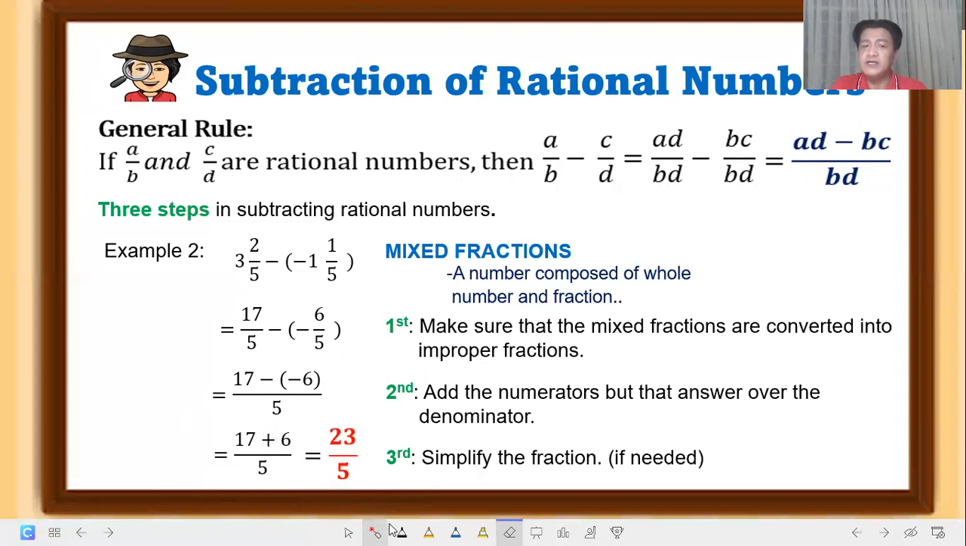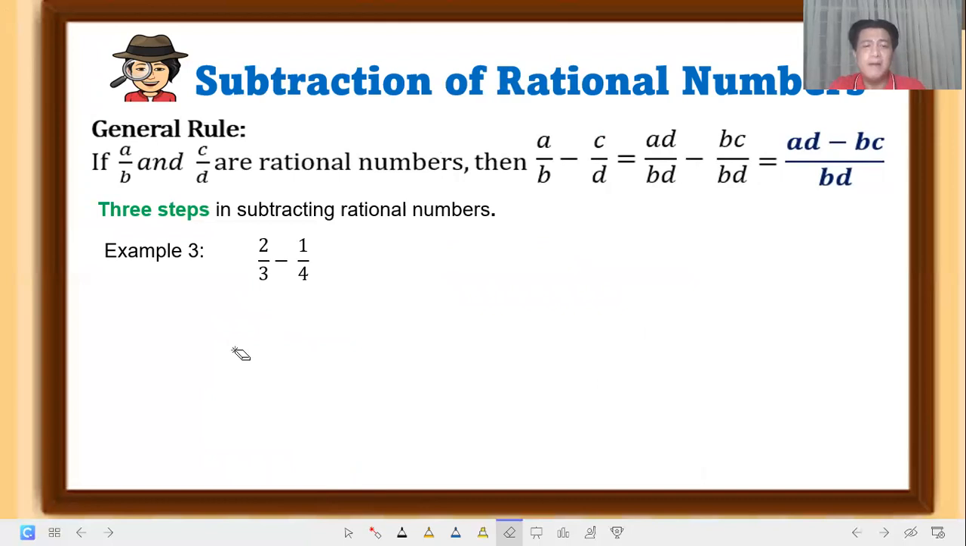Is it the final answer? Yes. There is no common factor to both numerator and denominator. Okay, let's proceed to example number 3.